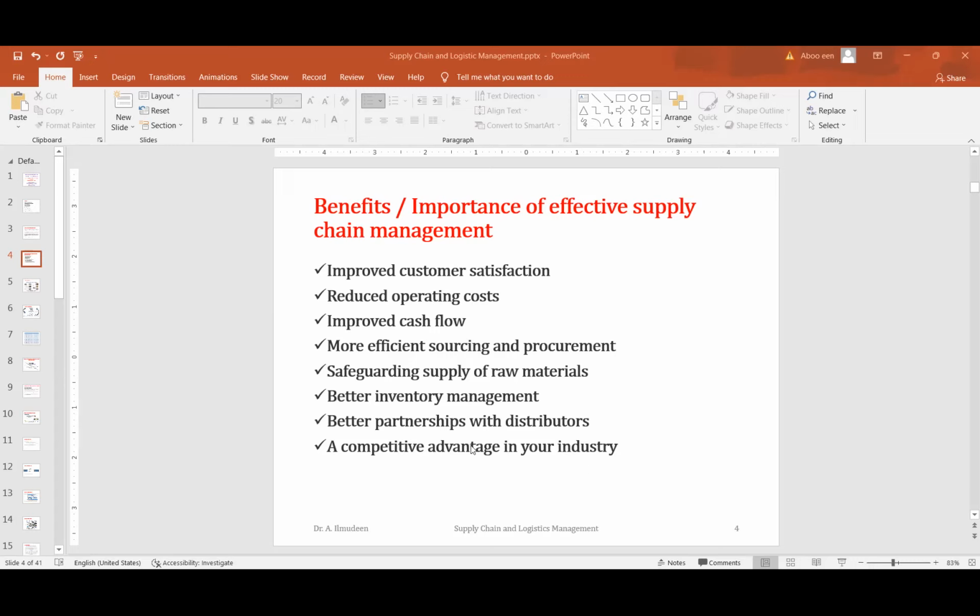Better inventory management. So as I pointed out earlier, in the warehouse, they can maintain the sufficient amount of inventories, and they don't want to bear the additional or extra cost, and they can maintain the required level of inventories for their manufacturing process. So better inventory management. It's for the raw materials as well as for the finished goods. So they can deliver the required number of finished goods to the market on time. So better inventory management. Better partnership with distributors.